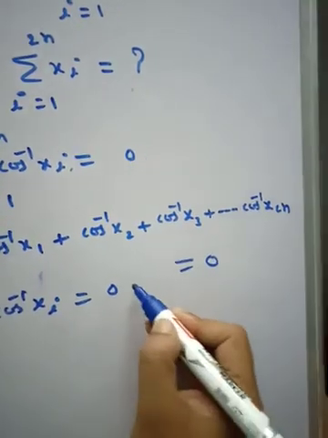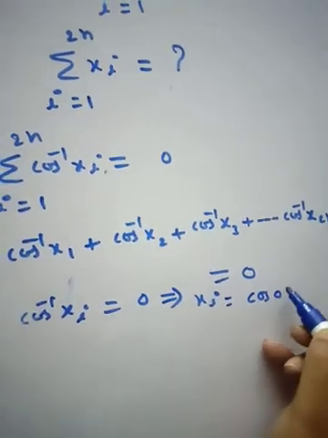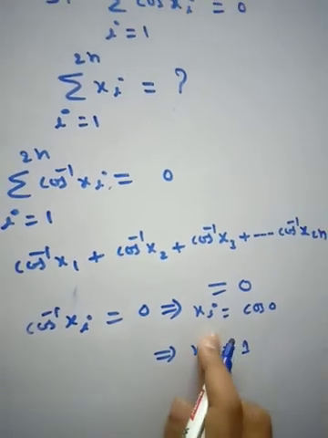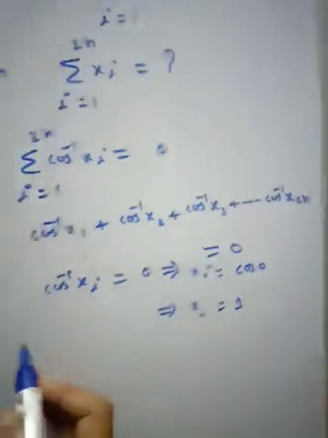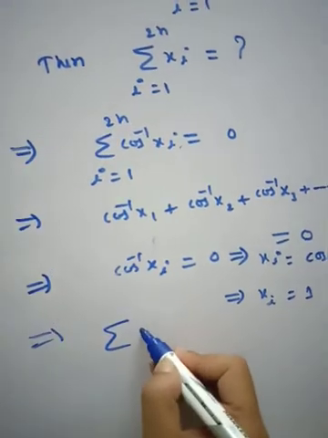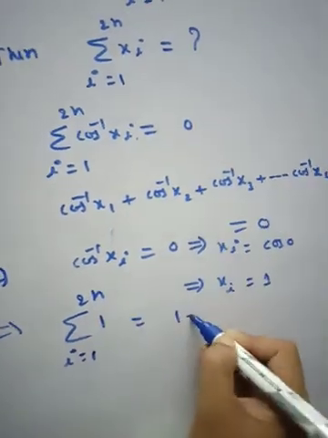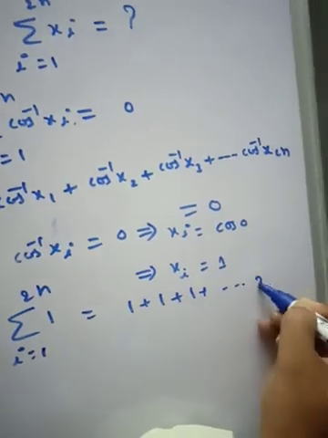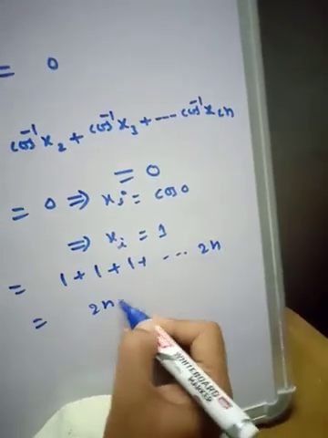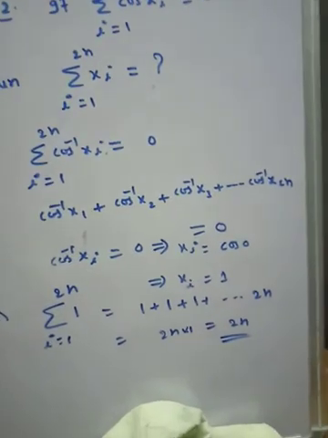So xi equals cos 0, that means xi equals 1. So we got xi equal to 1. What is the value here? The sum of xi, i equal to 1 to 2n, will be 1 plus 1 plus 1 and so on, 2n times. So it will be 2n into 1, which is 2n. So that is our answer, 2n.